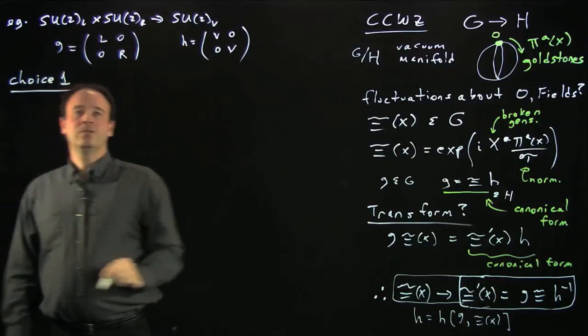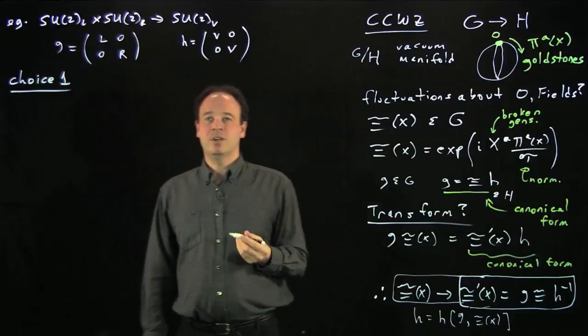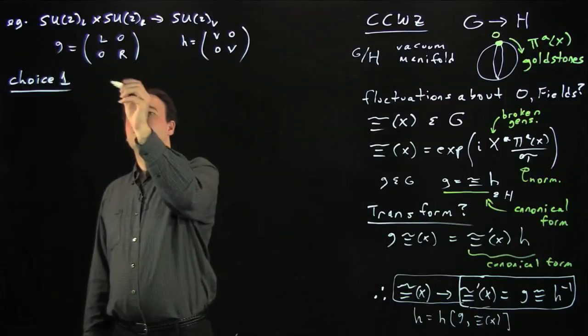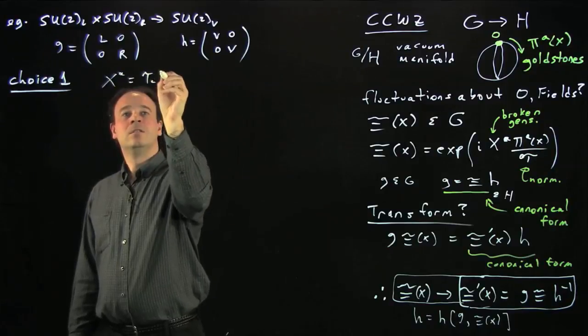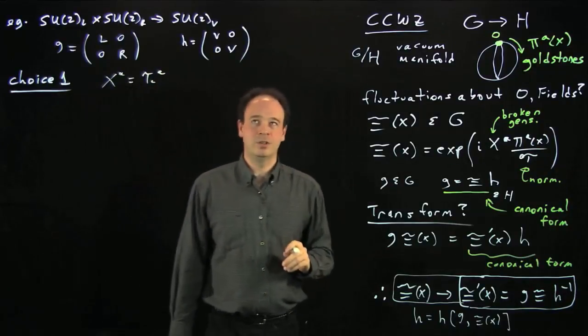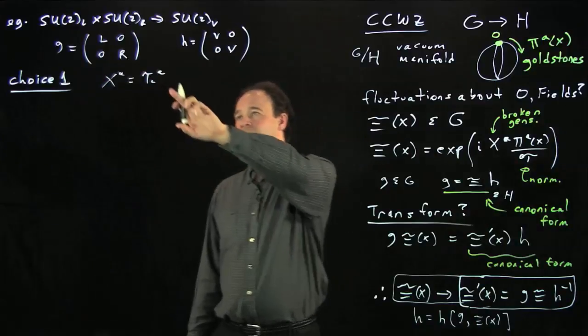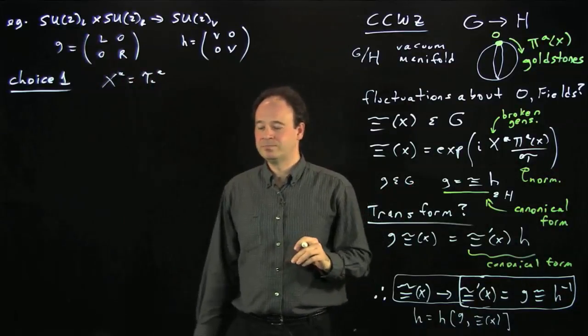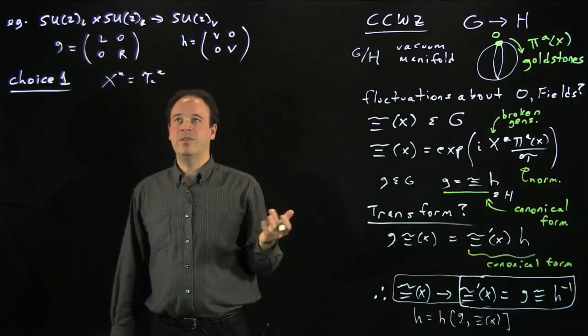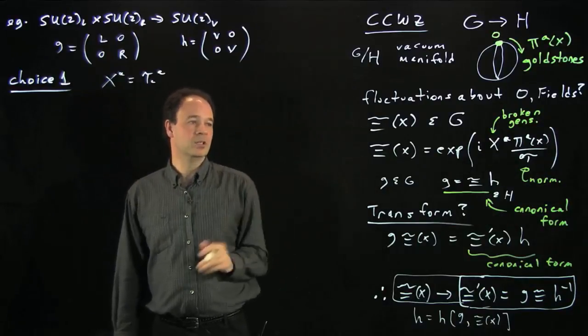So let me start with the first one. We'll just pick two different choices and see how things work out. So choice number one, let's just take the x's equal to the taus, which are the left-handed taus. So these are the generators of the SU(2) left. And that's just some choice. We can make that choice. And then let's see, with that choice, how our formalism here works out.